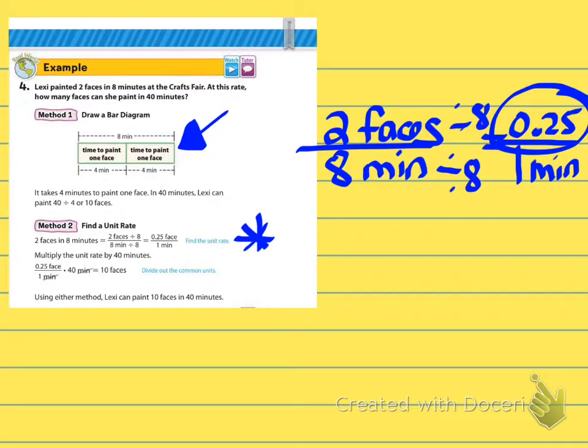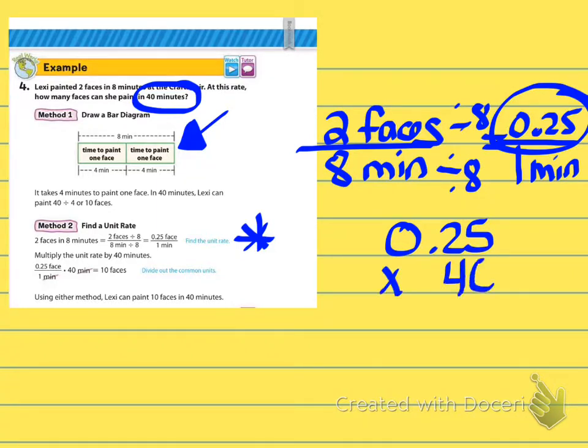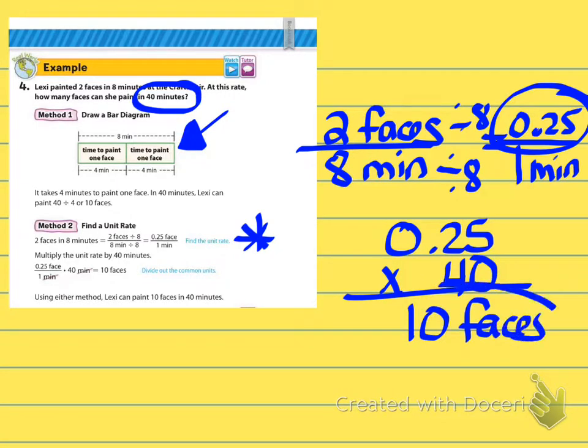So now what you're going to do next is you're going to multiply by 40, because that's how much total time she has. So if in 1 minute she paints 0.25 of a face, and then you're going to multiply by 40, because that's how many total minutes she has, once you work all this out, you're going to end up getting 10 faces. That's how many faces Lexi can paint in the time that she has.